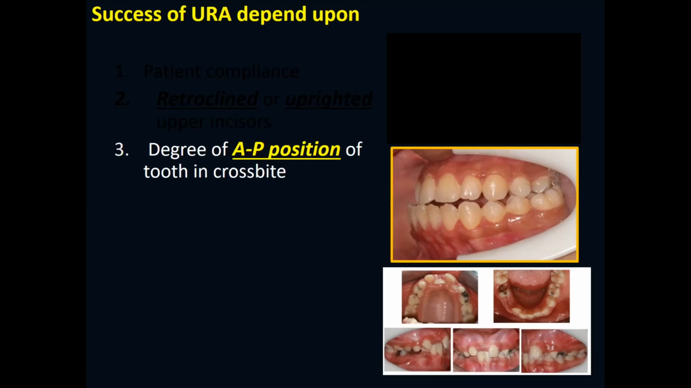Okay, so a very important factor and variable for the success of any removable appliance is the amount of the reverse overjet. The reverse overjet should be very mild and optimum, which could be correctable with just the tipping movement of the upper incisors.